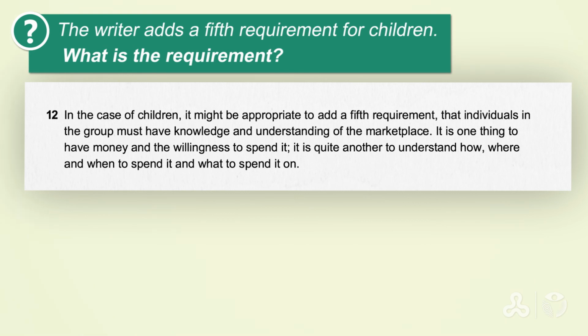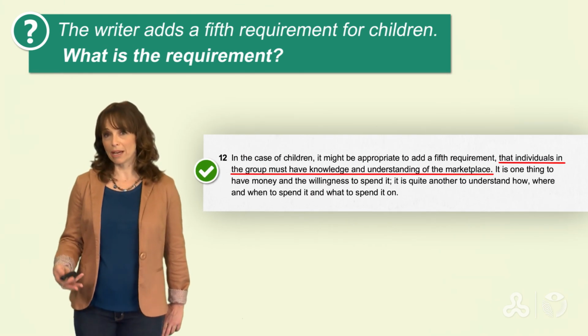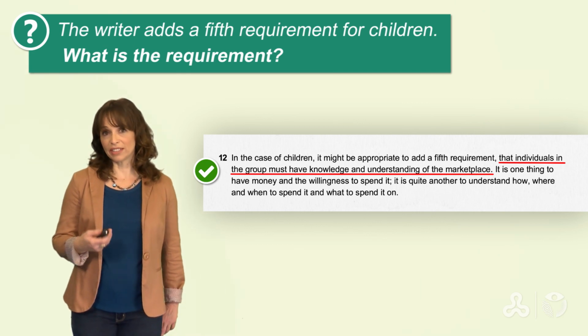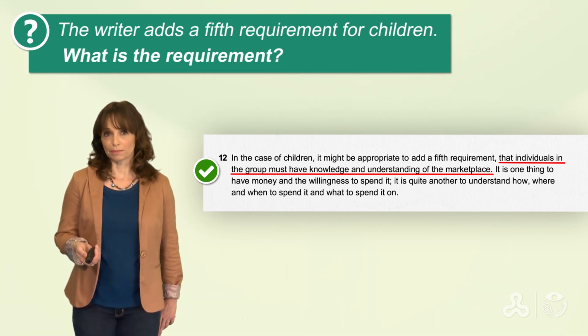So I'm sure that you noticed the key words from the question in the text. That's always the first stage of finding the answer. And it says here in the text, the fifth requirement. Now, after the fifth requirement, we have a comma, פסיק, וברור לי שאחרי זה נקבל את ההסבר מה זה הדרישה החמישית לילדים. That individuals in the group must have knowledge and understanding of the marketplace, כן? שאותם פרטים בתוך הקבוצה חייבת להיות להם ידע והבנה אודות השוק.